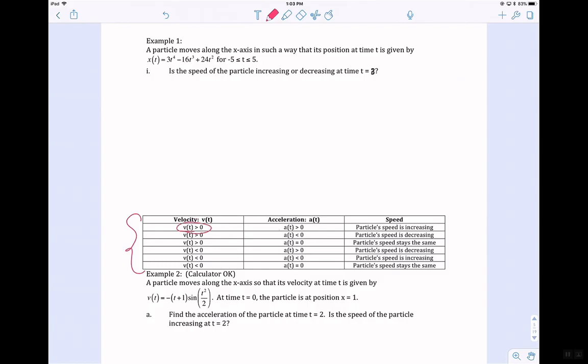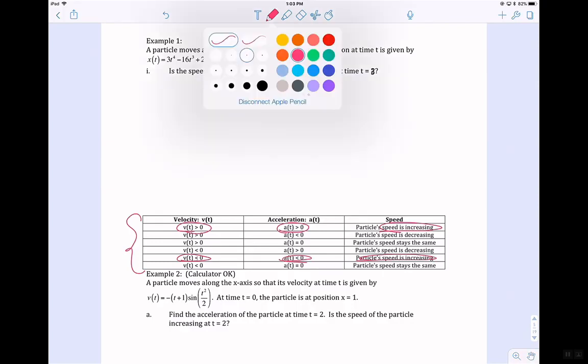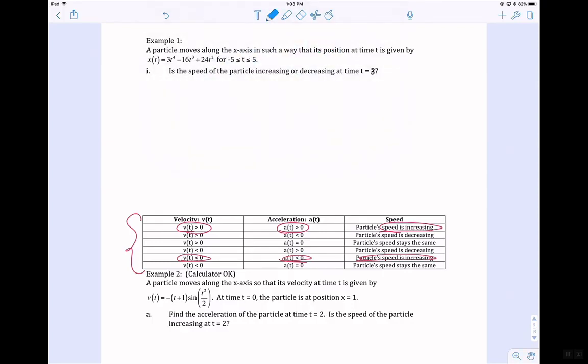If your velocity and your acceleration are both bigger than 0, then the speed of the particle is increasing. If they're both negative, your speed is also increasing. If they are opposite sign, like here, then your speed is decreasing. Okay? So now, in order for me to figure out whether speed is increasing or decreasing, I have to figure out what my velocity and my acceleration are at time equal to 3. So I need to find v of 3, and I need to find a of 3.